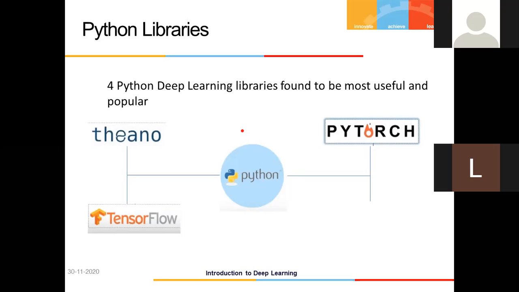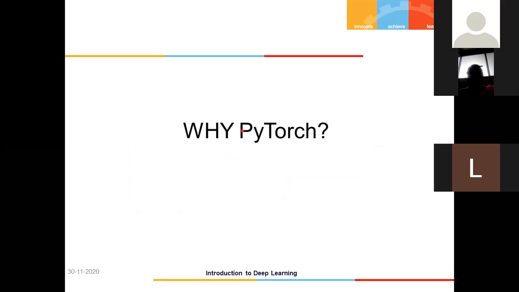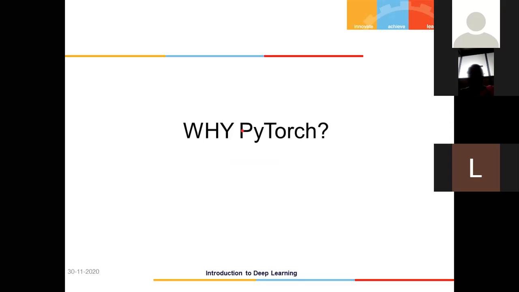So if you are a researcher and you are going to work on a small domain, then you can use PyTorch, right? And next is Keras. Keras is also one of the libraries. And now we will see why we are using PyTorch.